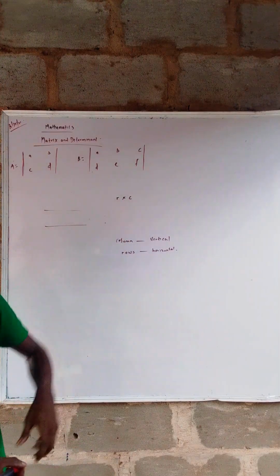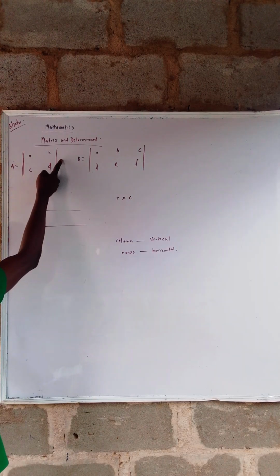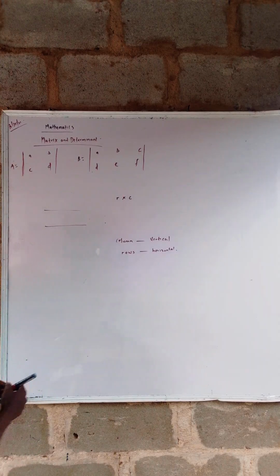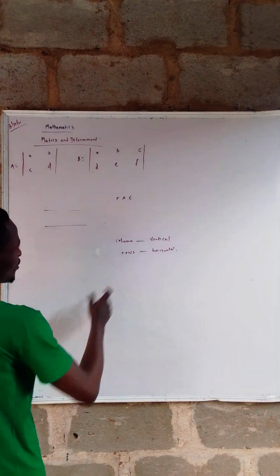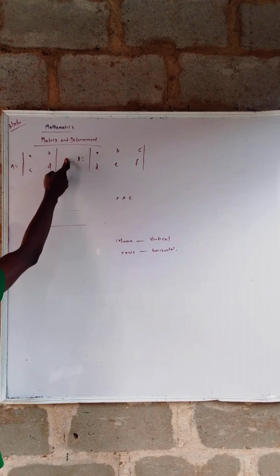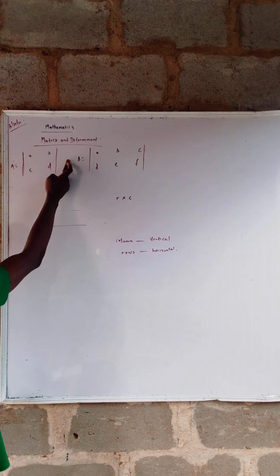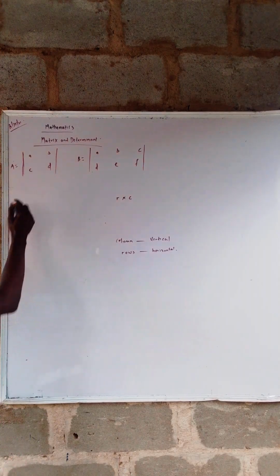Now, how many rows do we have there? I said row is vertical. Sorry, row is horizontal. Don't mind me. Row is horizontal, while column here is vertical. So this is a row. How many? One or two. From this place, this is one. From this place is two.